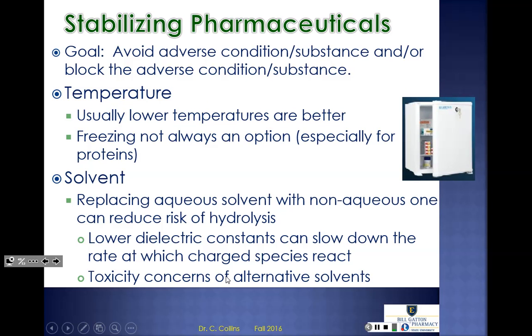So stabilizing pharmaceuticals, the goal is to avoid adverse conditions and substances, and/or block the adverse condition or substance. Keeping water out of it, keeping oxygen and light out. The container has something to do with it, the choice of excipients has something to do with it, so a lot of factors go into a drug delivery system. Not just what flows easiest or is cheapest to make. You could construct a drug delivery system from fairly inexpensive ingredients, but if your drug is not stable, it's not helpful.